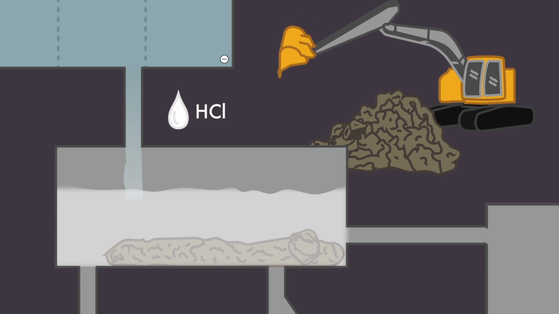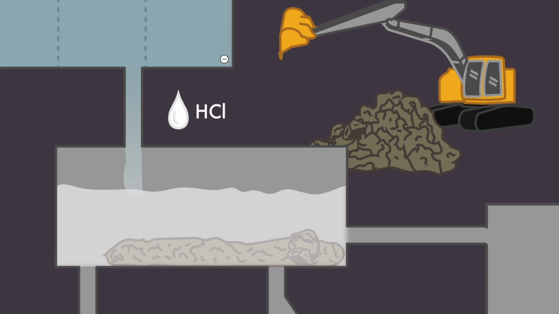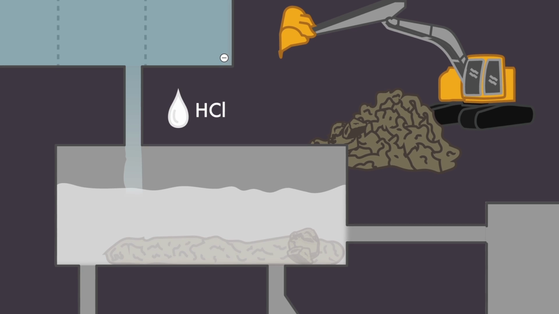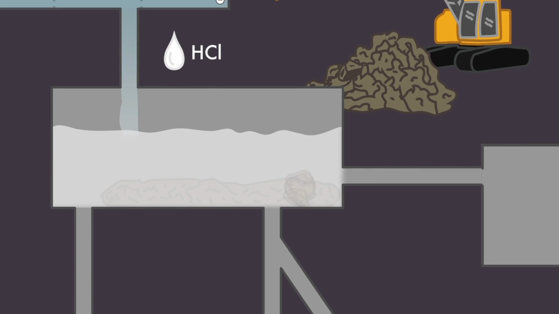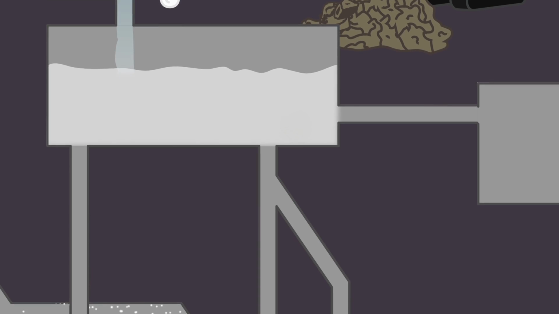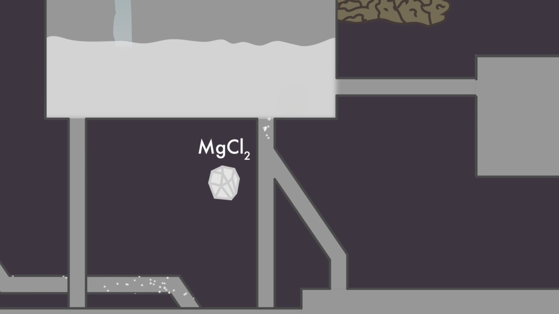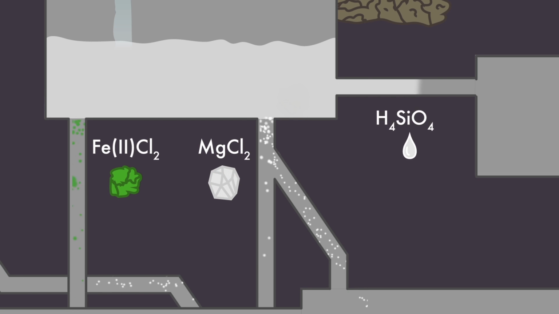The world's most common mineral, olivine, is just about the best candidate for this process, and the one we're going to use. When you dissolve this common rock in hydrochloric acid, you get magnesium chloride, iron 2 chloride, and salicylic acid.